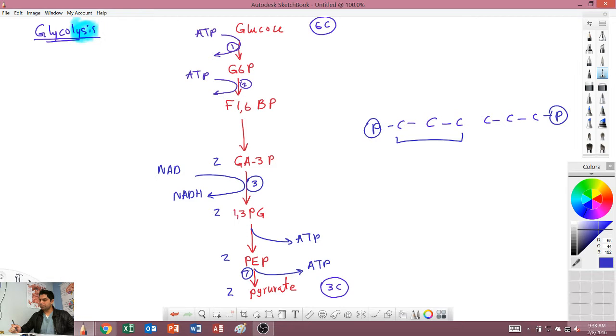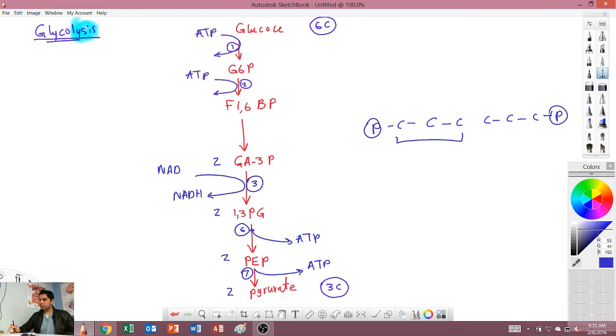Pyruvate kinase. 1,3-bisphosphoglycerokinase, or phosphoglycerokinase, is this one. What number is that in your book? I don't know. This enzyme, so I'll just put 6. Hopefully it's 6. So these guys will release ATP.